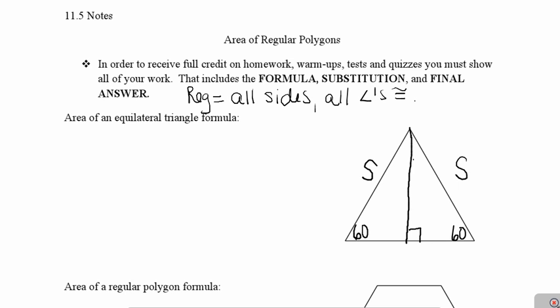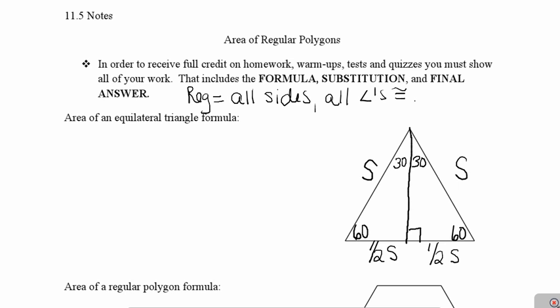Now, if I draw in that height, it will bisect that top angle and make both of those angles 30 degrees. So notice that when I draw the height of an equilateral triangle, I have two 30, 60, 90 right triangles. Now since the base is also equal to S, when I draw that altitude, that's also going to become a median. So now each of the pieces of the base is divided in half. So that would be 1/2 S, 1/2 S.